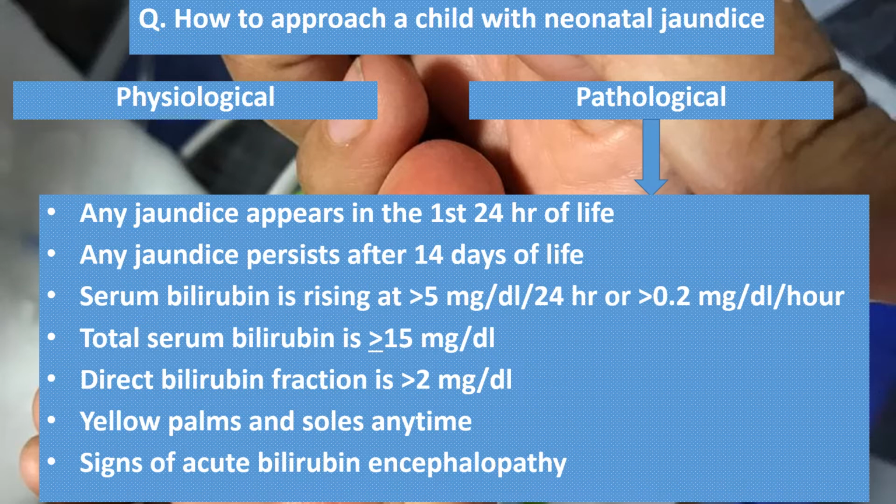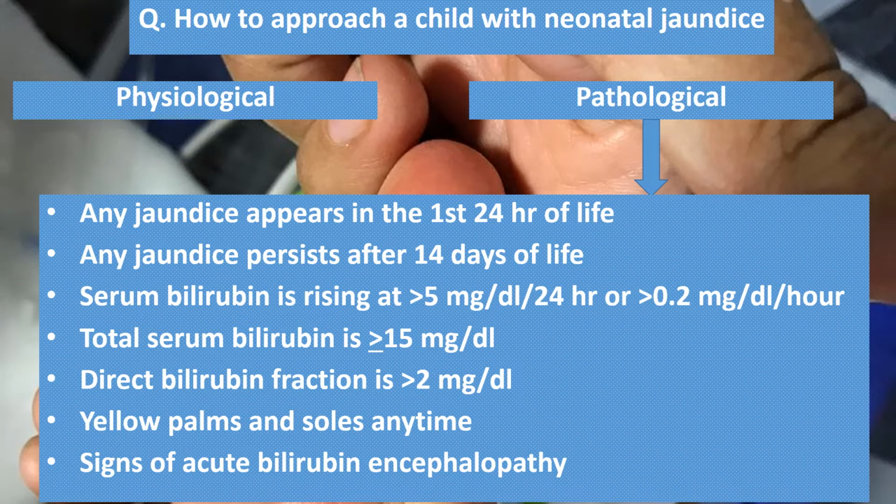So any jaundice in the first 24 hours and beyond 14 days is always pathological in a full-term child, and in preterms, physiological jaundice can persist up to 3 weeks. In between, you have to see the progress of the jaundice, and if you find that serum bilirubin is rising at more than 5 milligram per dl per day or 0.2 milligram per dl per hour, then you have to find out the cause.